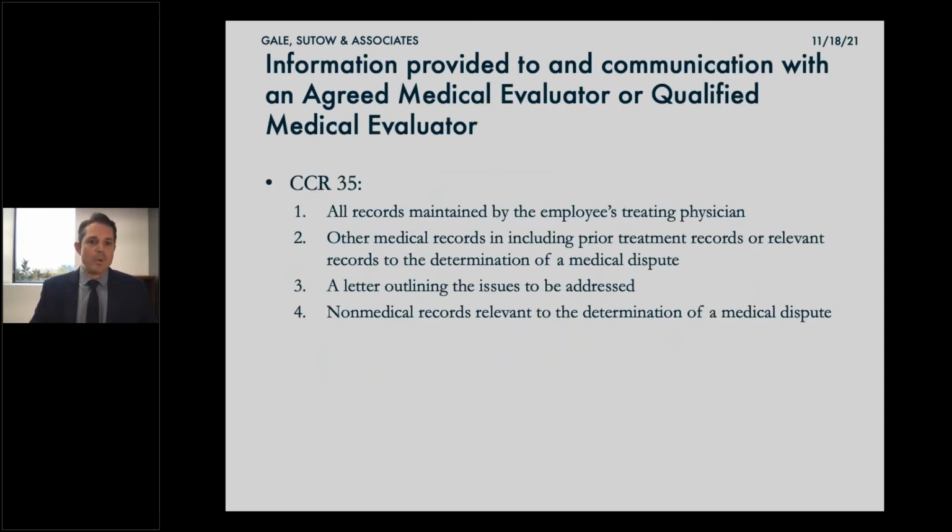So what types of information can be sent to an AME or a QME ahead of the evaluation? Well, obviously, all of the treatment records are going to be sent. Any other medical records that are relevant to determination of medical disputes, so prior treatment records, an advocacy letter outlining the issues, and any non-medical records that are relevant.